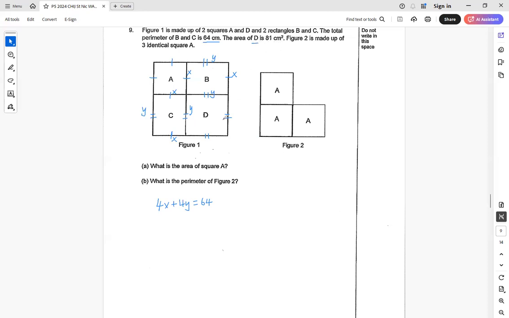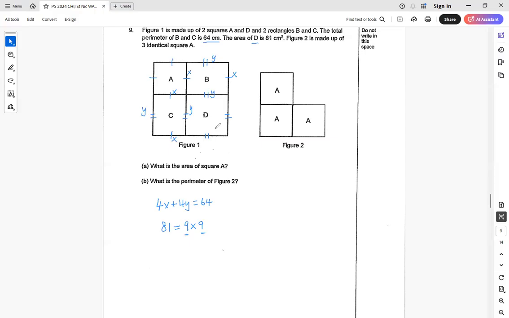This is a square. So remember, if they give us the area of a square, we can find one side. So 81, take note, for squares, both the length and the breadth must be equal. So what number and what number gives you 81? It will be 9 times 9. Okay, so one side of square D will be 9 cm.